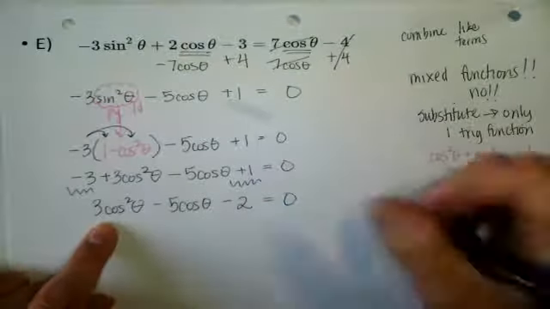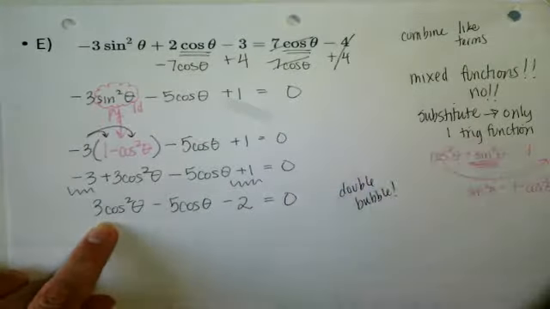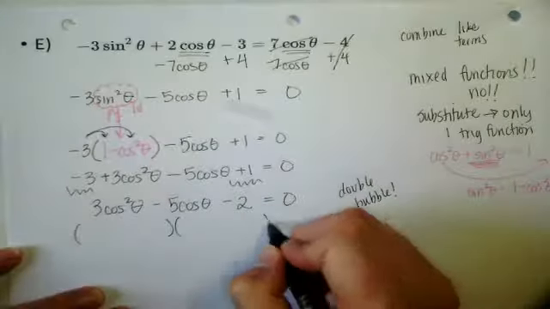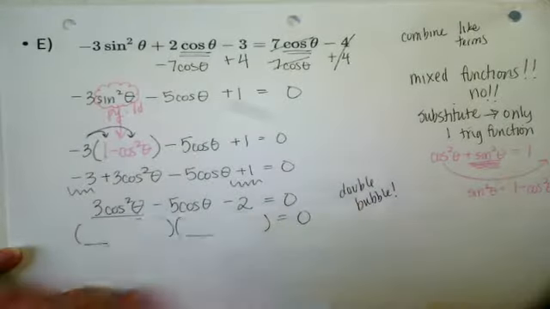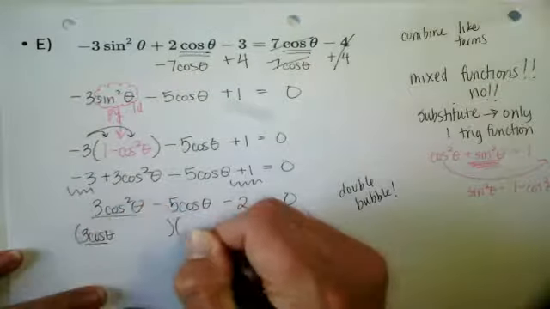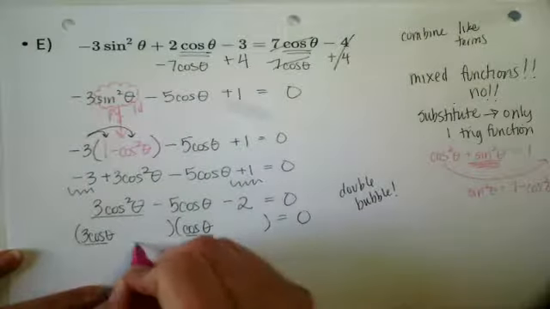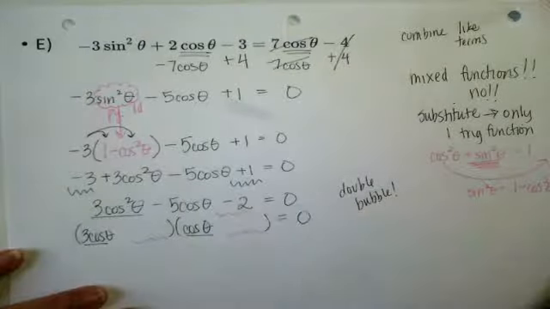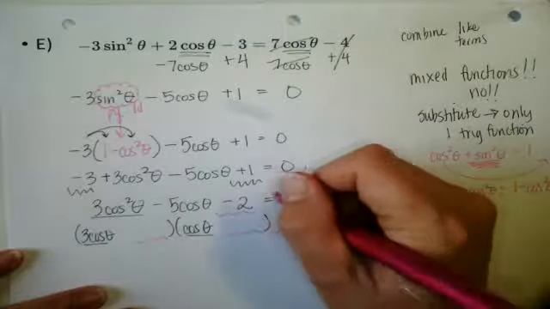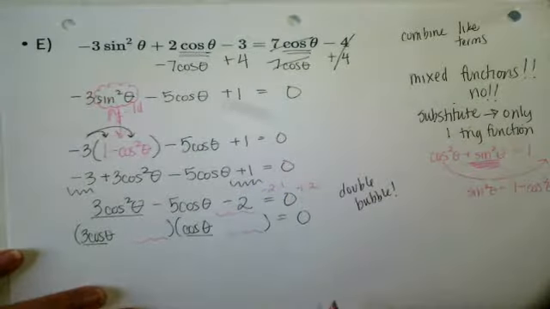This is a trinomial, so we're going to go ahead and double bubble, just like we did on the previous one. So what times what gives me 3 cosine squared? 3 cosine theta times 1 cosine theta gives me 3 cosine squared. And what times what gives me -2? -2 times 1 or -1 times 2. Those are our only options. Which one do we want? I think I'm going to put the -2 on the outside and the +1 on the inside.